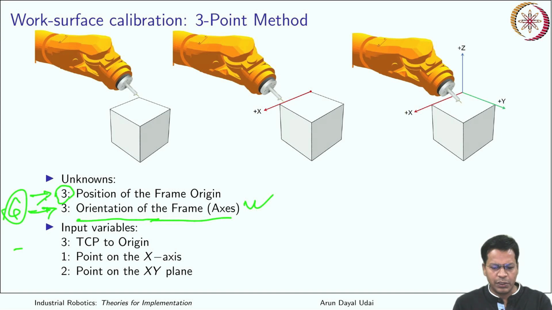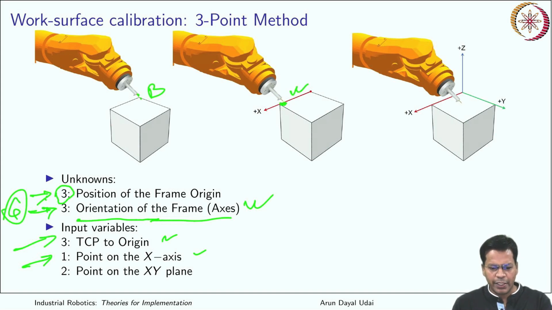So how many input variables does it require? First thing you are doing, you are taking it to a point. So you are ultimately taking it to the origin of the work surface frame. So it is 3 inputs that you are giving, that is x, y and z of the origin. Now you are taking one point on the x axis, so one variable is there, along the constrained x axis. So it is just one variable.